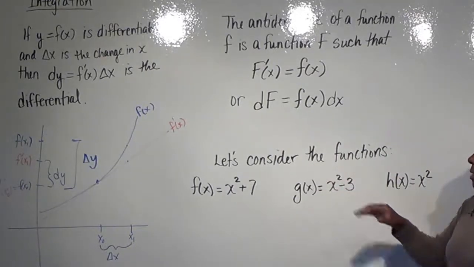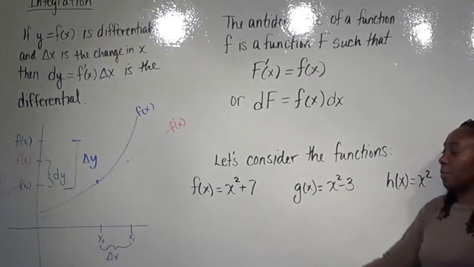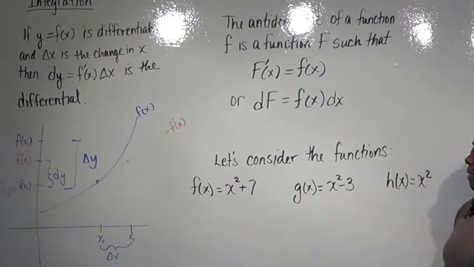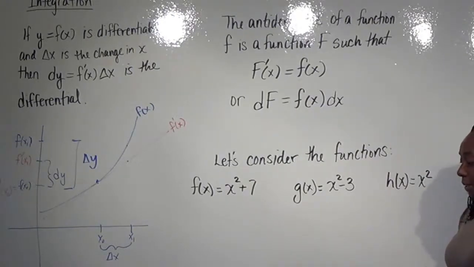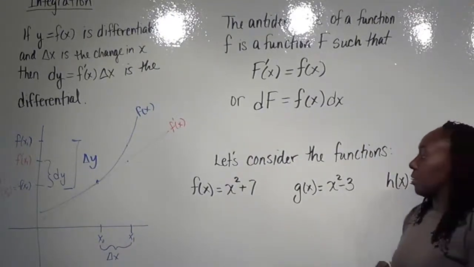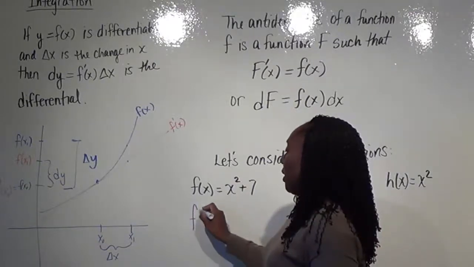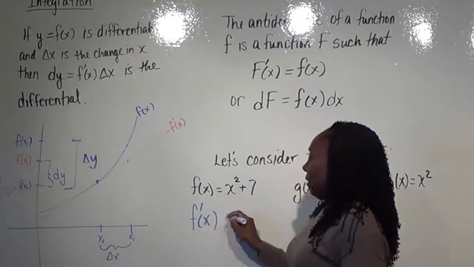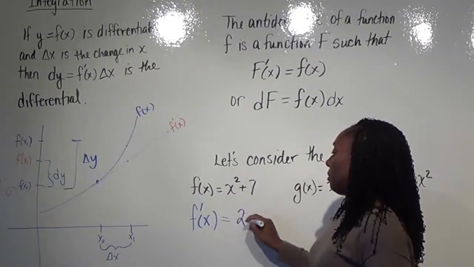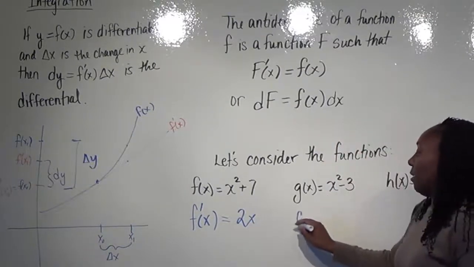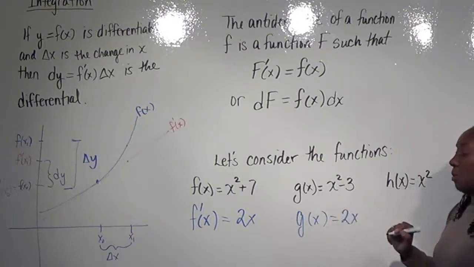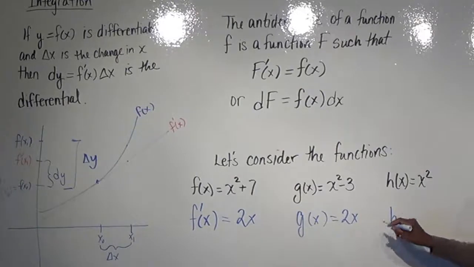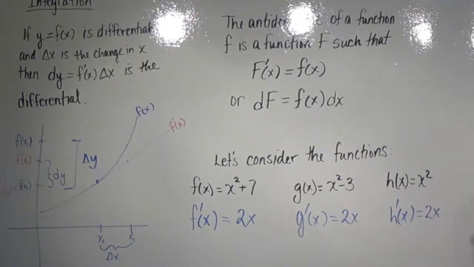So let's consider some functions. Let's look at f of x being x squared plus 7, g of x equaling x squared minus 3, and h of x equaling x squared. And one of the things to notice is if I look at the derivative in each case, using my power rule, I'm going to get a 2x. Here for g of x, again I'm going to get 2x. And if I look at h prime of x, I'm also going to get 2x.